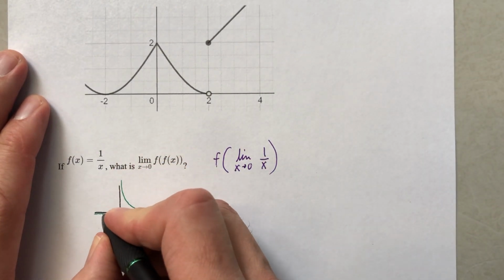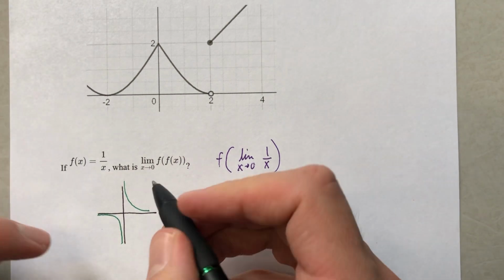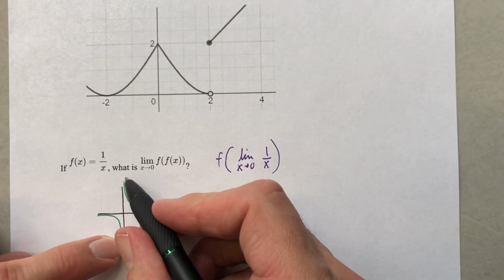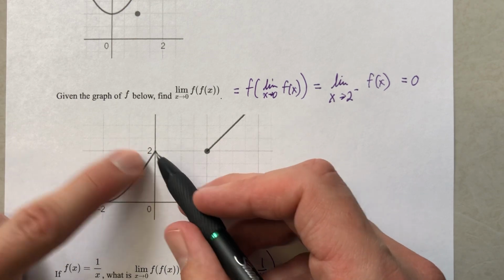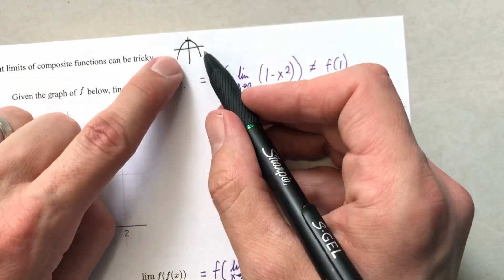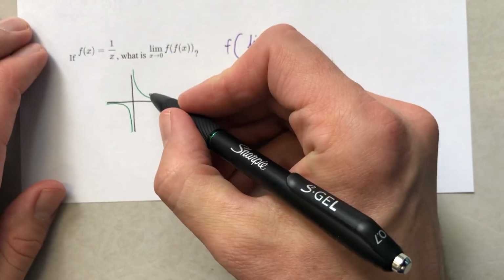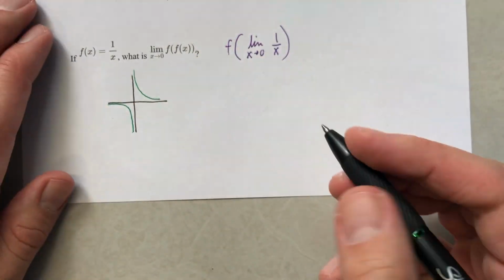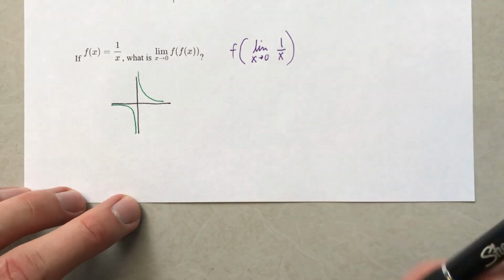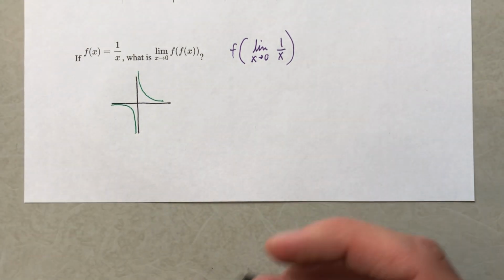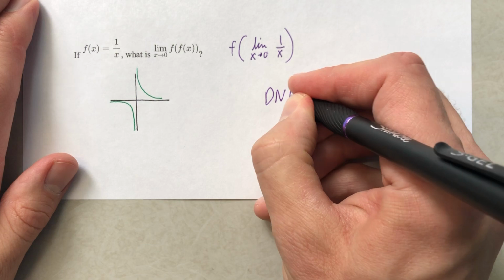As we approach an x value of 0 from the left and from the right, we don't consistently approach the same value. We definitely don't come from the same side like we did here or here. We're going towards infinity here, negative infinity here. So already this inside part does not exist. So this limit does not exist.